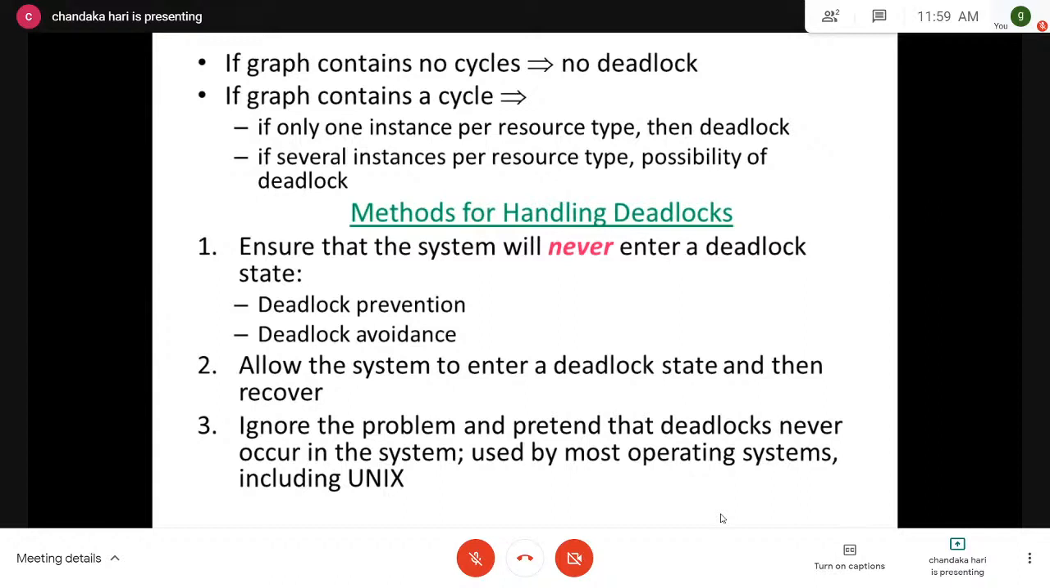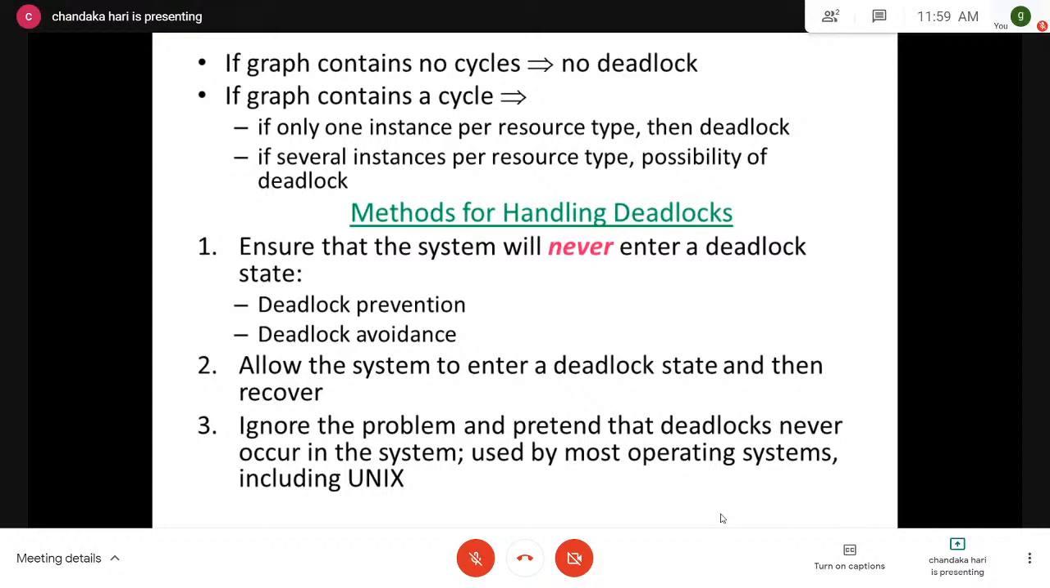What is deadlock prevention and what is deadlock avoidance? Deadlock prevention, in the sense, what are the necessary conditions which cause a deadlock? You please try to see that those conditions will never occur in the system. Understand my point?